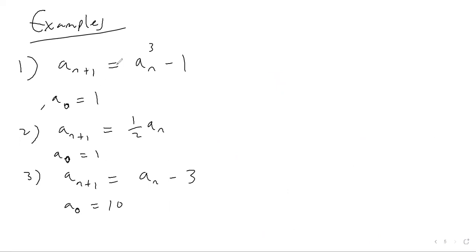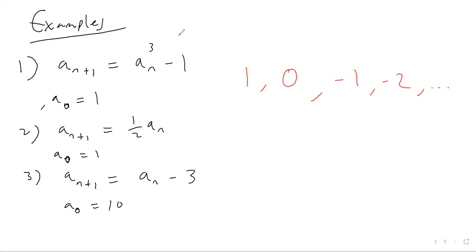The first one here, a_{n+1} equals a_n cubed minus 1. The first term in the sequence is 1 because they've told us that in the question. The next term is going to be 1 cubed take away 1. 1 cubed is 1, take away 1 is 0, so we get 0. Then the next term is the previous term cubed, so 0 cubed, which is 0, take away 1 to get minus 1. Now the next term is minus 1 cubed, which is again minus 1, take away 1, we get minus 2, and so on and so on. So that would be that sequence there.